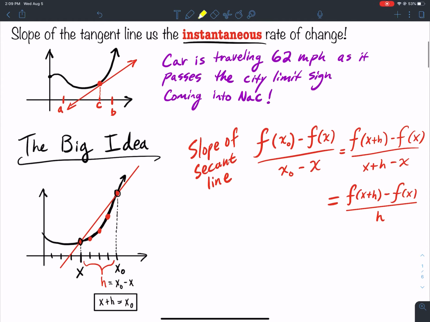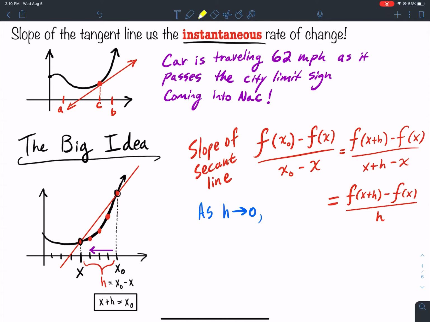What happens? How do I go from a secant line to a tangent line, right? How do I make this secant line turn into a tangent line? Well, what I'm going to do is take a limit as h goes to 0.